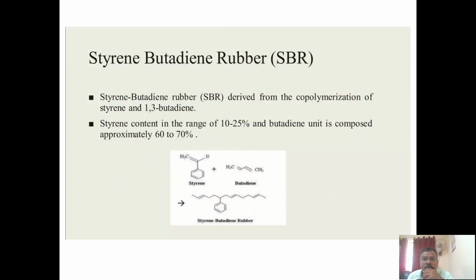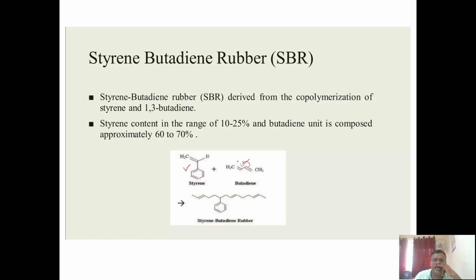Styrene butadiene rubber, SBR rubber. It is a condensation polymer where we use two different monomers. One is styrene, the other one is butadiene. So what happens is that it will undergo a condensation. You end up with this product. The double bond will migrate here.